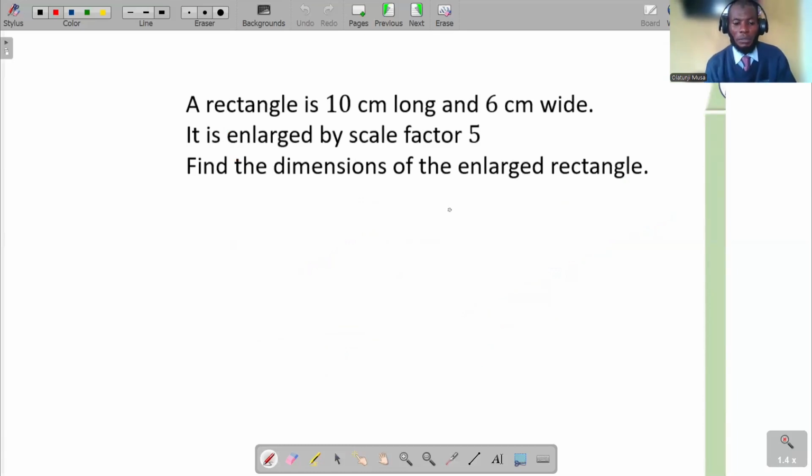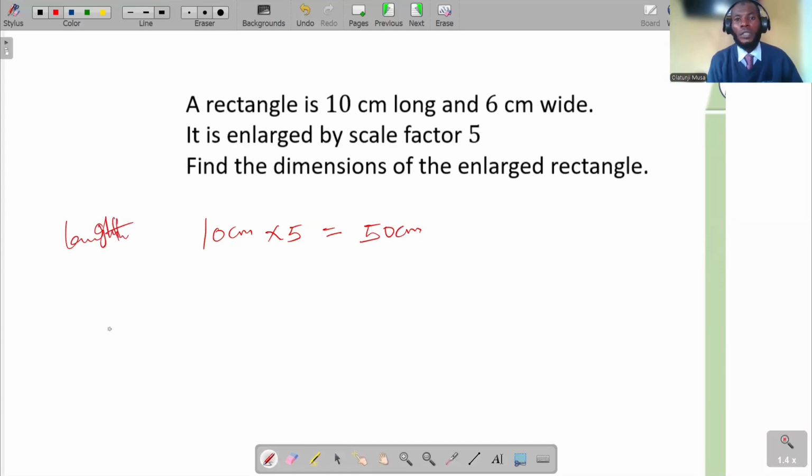And then here we have a rectangle that is 10 centimeters long and 6 centimeters wide. It is enlarged by a scale factor of 5. Find the dimensions of the enlarged rectangle. Simple, easy. We know that the length of this rectangle is initially 10 centimeters, so to enlarge it by scale factor 5, we just multiply this by what? 5. That gives us the length, which is 50 centimeters. That's the length.